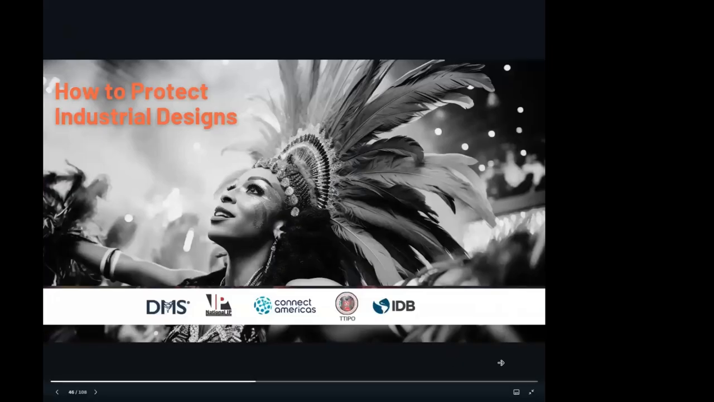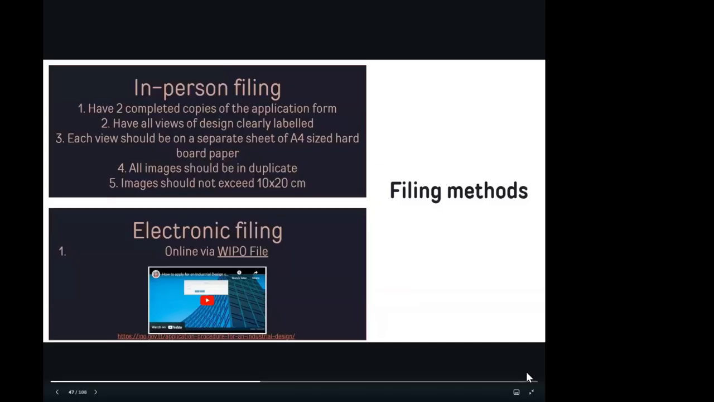So how do you go about protecting your industrial design? You make an application, right? You come to the intellectual property office, or the respective intellectual property office in the jurisdiction that you want to get protection for, and you make an application. For Trinidad and Tobago, you can make an application in one of two ways. You can make an application in person, by having a completed application form, and pictures or views of the design that you want to get protected, all in duplicate. Or you can do an electronic filing. We are very proud to say that we accept electronic filing of not just industrial designs, but also of trademarks as well.